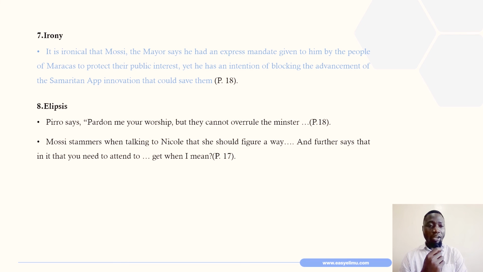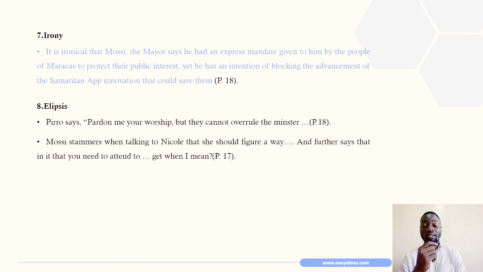So we also have irony. It is ironical that Mosi, the mayor, says he had an express mandate given to him by the people of Maracas to protect their public interest, yet he has an intention of blocking the advancement of the Samaritan app innovation that could save them.